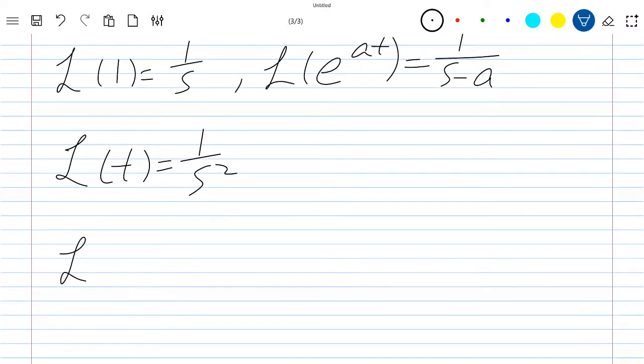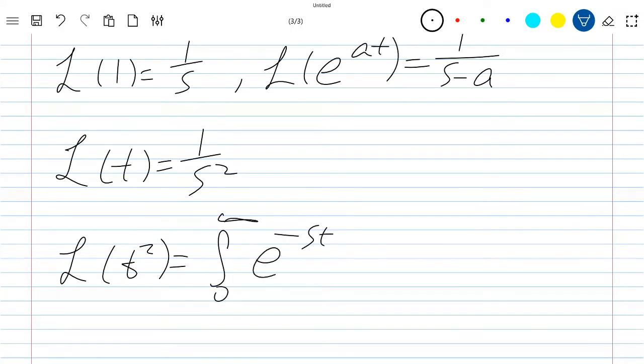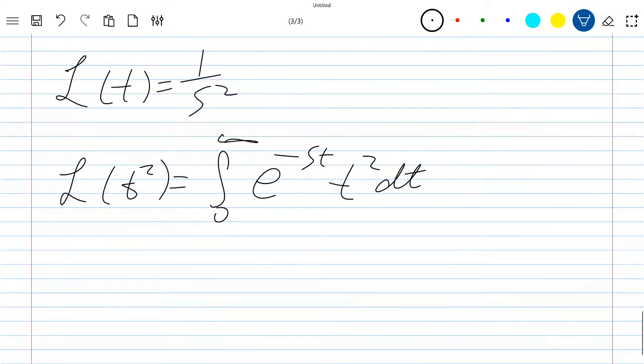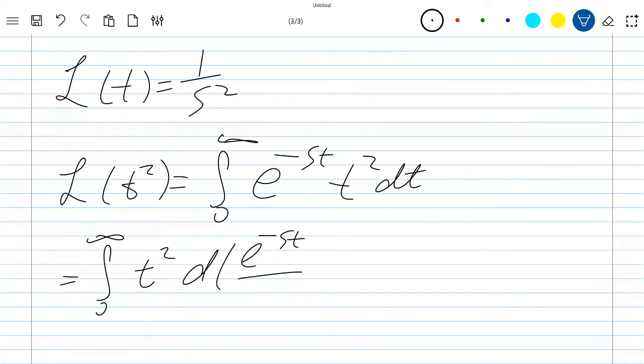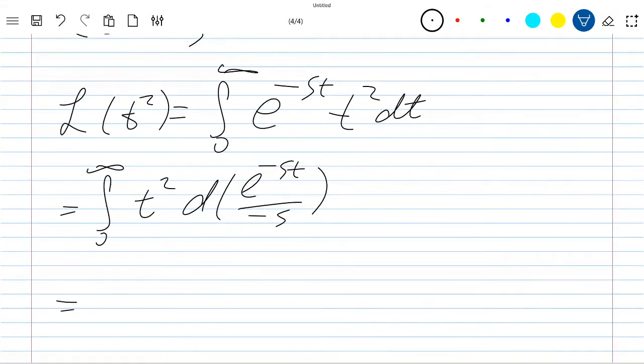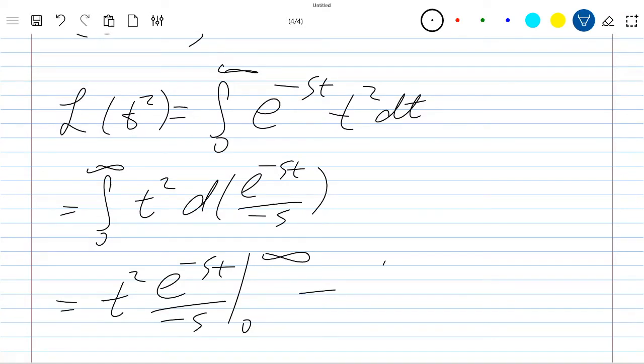Okay, now let's see L of t squared. The integral of e to the negative st times t squared. Alright, then let's say integration by parts will give you t squared, then you have this minus, switch them, d of t squared. And what is d of t squared? It's 2t dt.